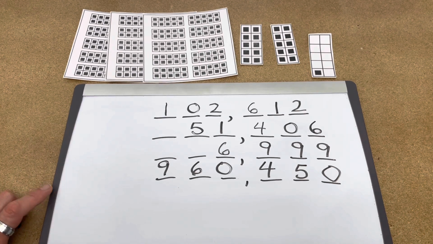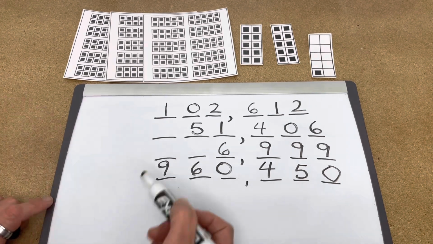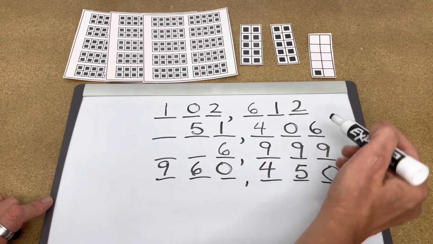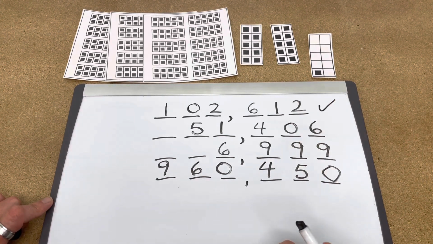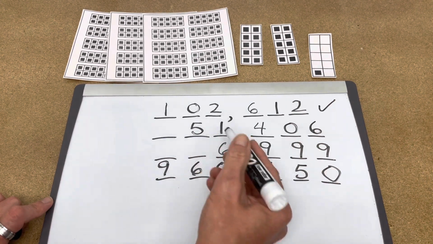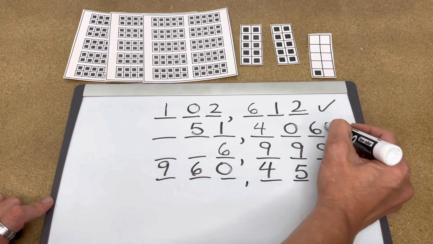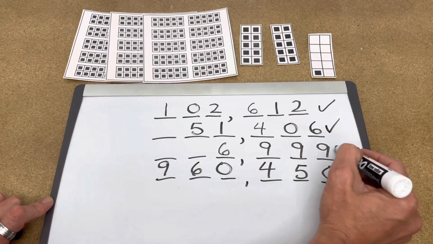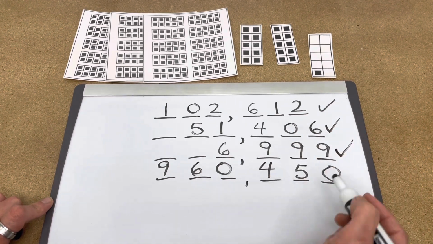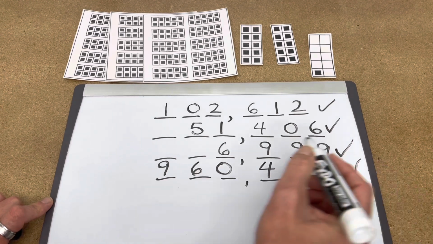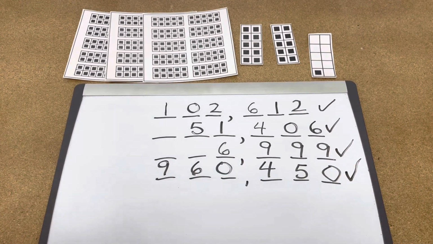102,612. And they can even check it off after they're done, or their partner can check it off. 51,406, 6,999, 960,450. And then we can keep practicing things like that every few days to make sure we understand place value.